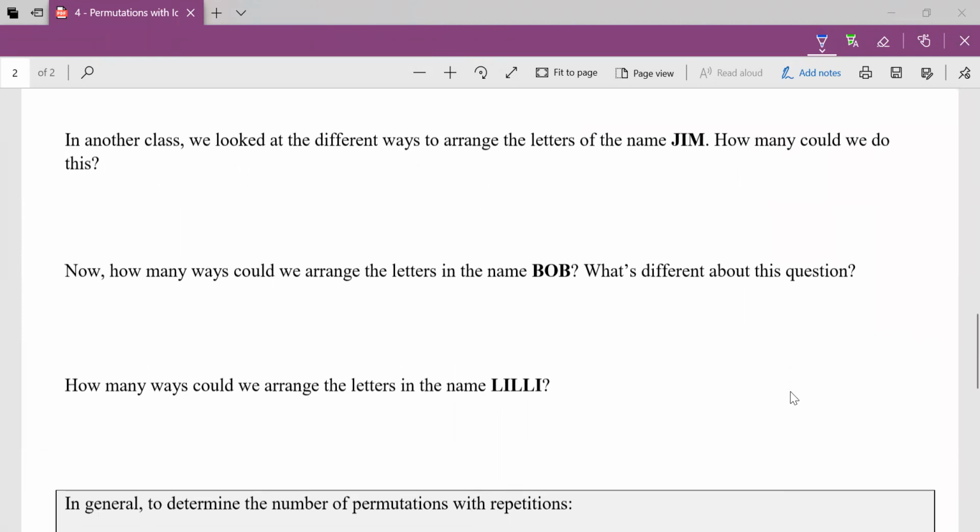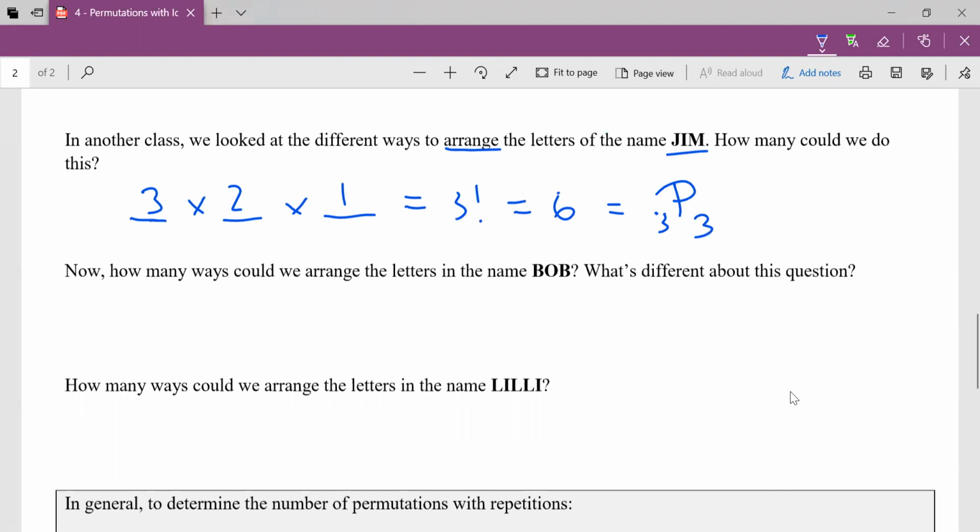In another video, we looked at different ways to arrange things, which means order matters, which means it's a permutation. So let's look at the letters in the name Jim. How many ways could we do this? Let's draw a pretty picture and use the fundamental counting principle: 3, 2, 1, which is 3 factorial, which is 6. And what we learned in the last video is this is a permutation, so we could say 3P3. Look at all those different ways.